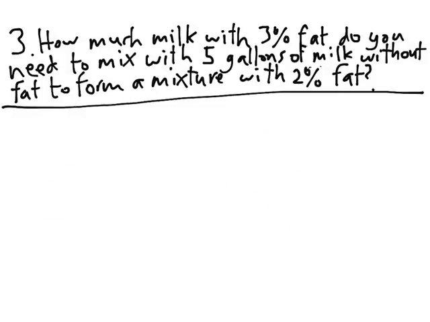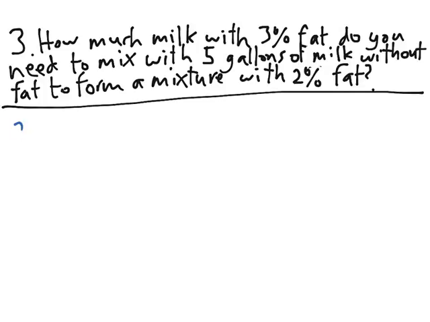Problem 3. How much milk with 3% fat do you need to mix with 5 gallons of milk without fat to form a mixture with 2% fat? Suppose that we need to mix G gallons of milk with 3% fat to form this 2% mixture. That would mean that the weighted average of the fat percentages in both kinds of milk has to be 2%. In this case, the weights will be the amount of milk used.